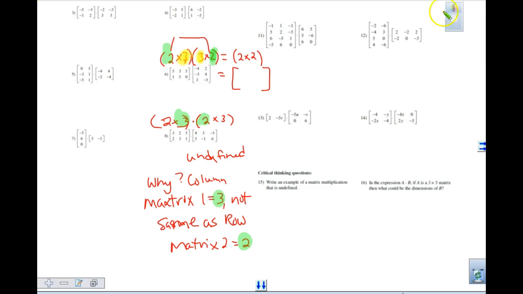So I'm looking at 13. As I look at 13, I have a 1 by 2 times a 2 by 2. Is it going to work? Yes. My answer is going to be a 1 by 2. Okay. How do I need you to show your work? Answers are in the back if I'm showing my work.